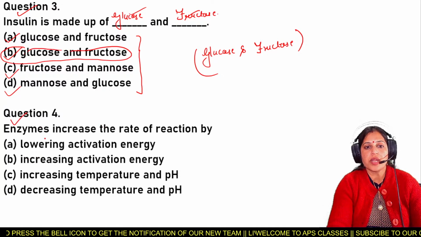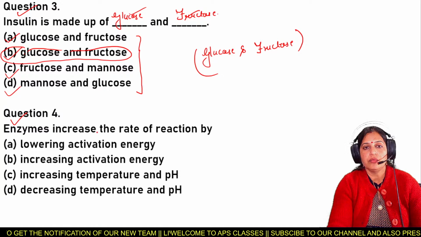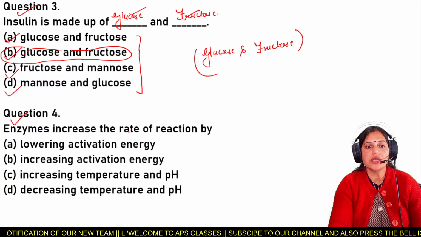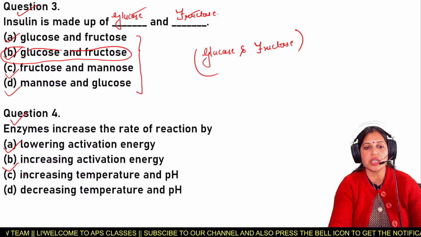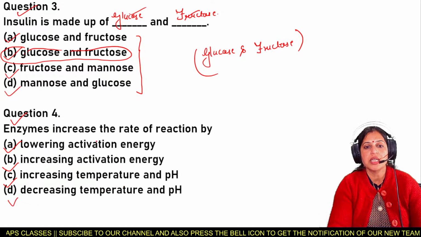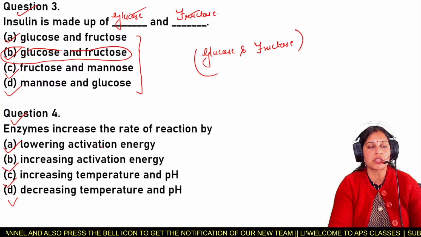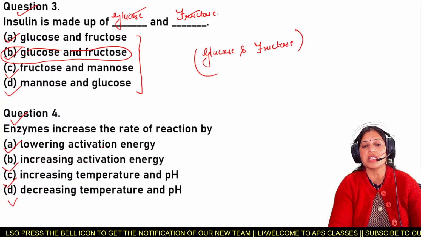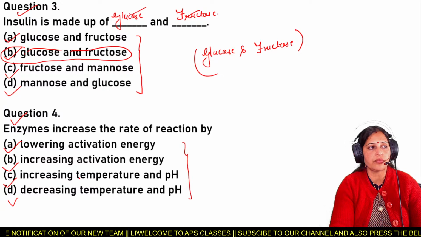Now shift to question number 4. Enzyme increases the rate of reaction by. That means which option increases the rate of the reaction? A, lowering activation energy; B, increasing activation energy; C, increasing temperature and pH; and D, decreasing temperature and pH. So how does the enzyme increase the rate of reaction? This is your question number 4.